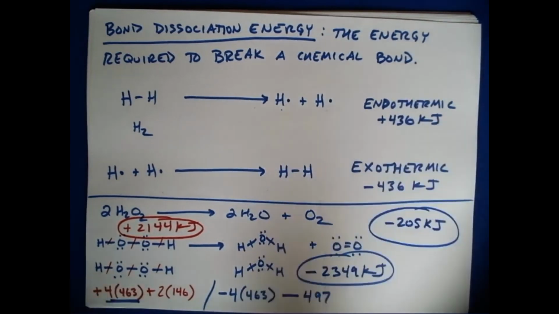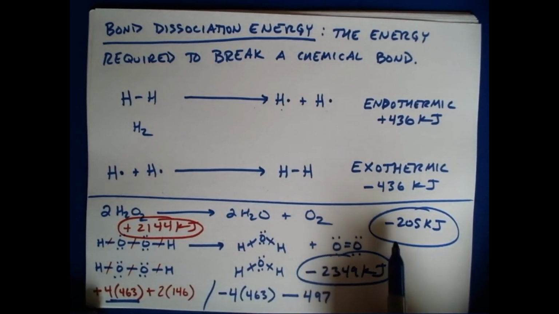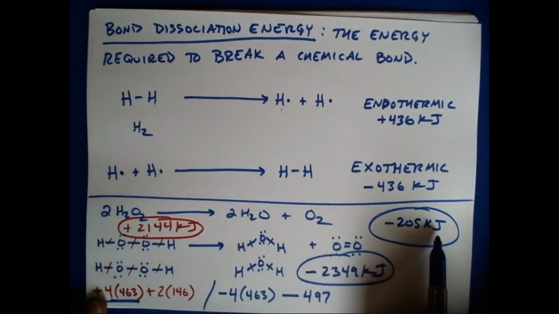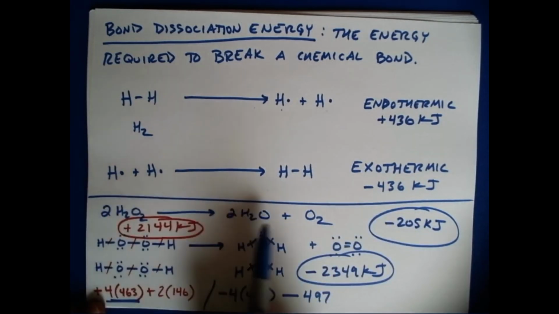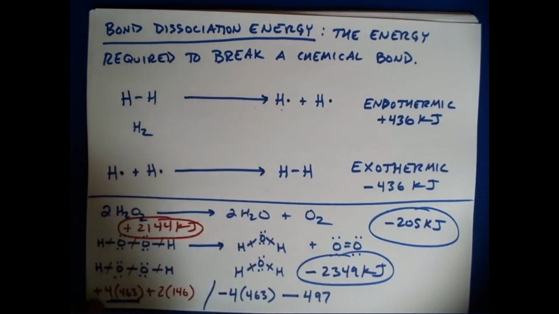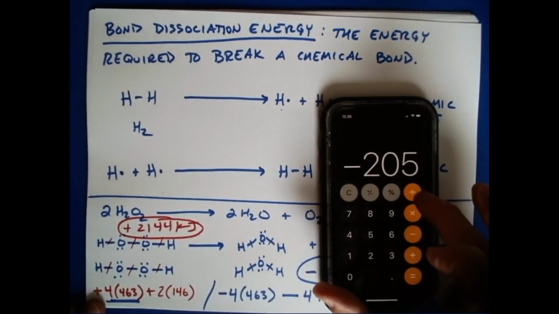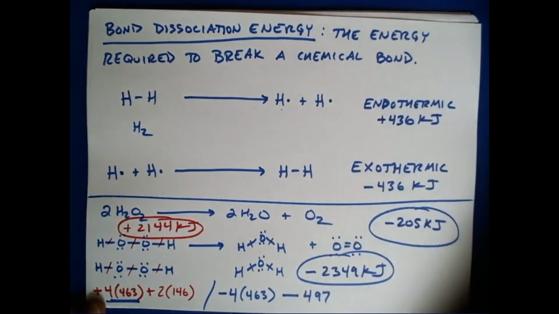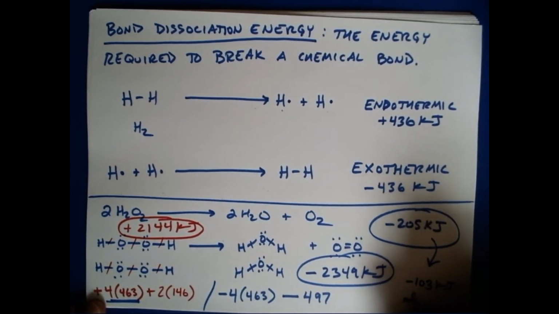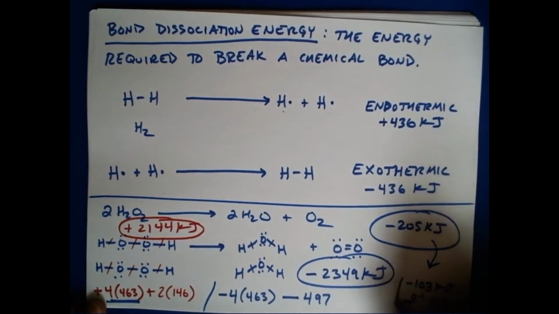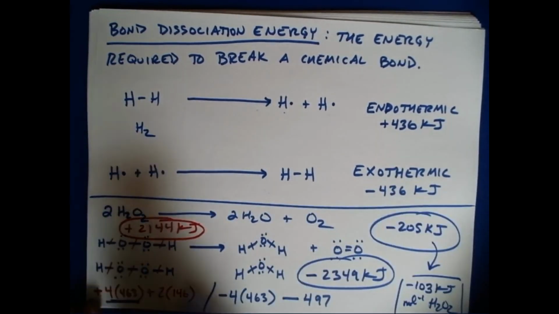So using average bond dissociation energies, we have calculated that we would estimate that 205 kilojoules are going to be released for every 2 moles of hydrogen peroxide that undergoes this process. Well, for every mole, let's just divide it by 2. So we're going to divide that by 2. It's going to be negative 103, we'll call it, kilojoules for every mole of hydrogen peroxide that goes through this particular process.